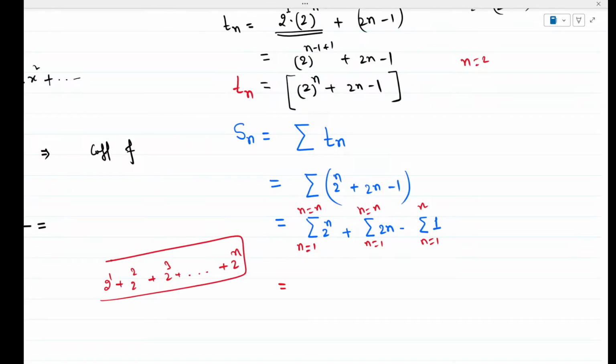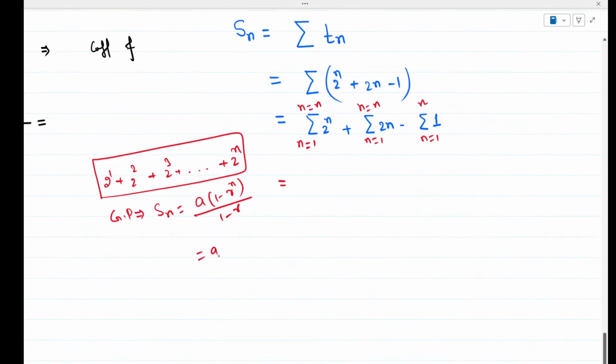This is the sum of GP. The formula is a times 1 minus r raised to power n upon 1 minus r, or since my r is greater than 1, I should use a times r raised to power n minus 1 upon r minus 1. What is a? A is 2. What is r? 2. How many terms does it have? If it is the first term, power is 1. If it is the second term, power is 2. If it is the nth term, it means 2 times 2 raised to power n minus 1 upon 2 minus 1. That is 1. So we are getting 2 times 2 raised to power n minus 1.